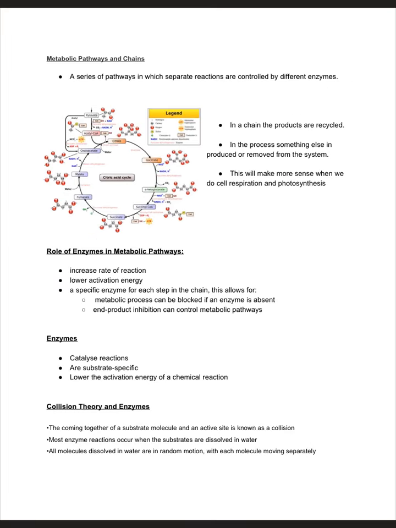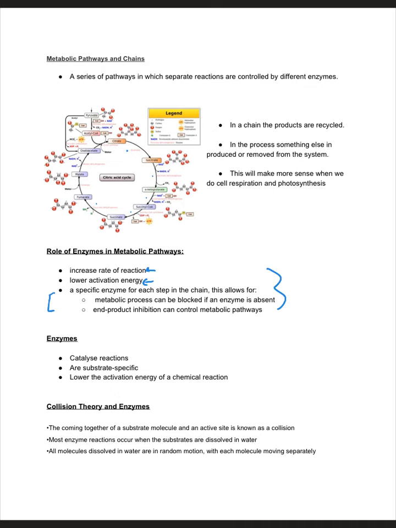We talked about enzymes and their role in metabolic pathways, and the fact that each step in a reaction has an enzyme that allows your body to control different stages of that pathway or that cycle or that chain. And again, the role is basically they increase the rate of reactions, they speed up reactions, they lower the activation energy, so they make the reactions more likely to happen, and the specific enzymes allow us to control those pathways.